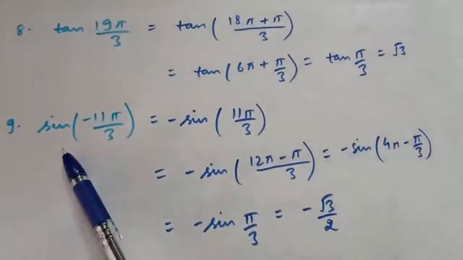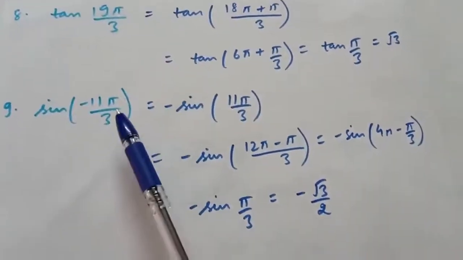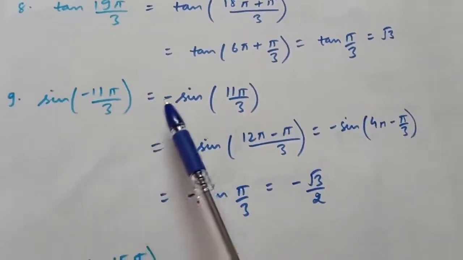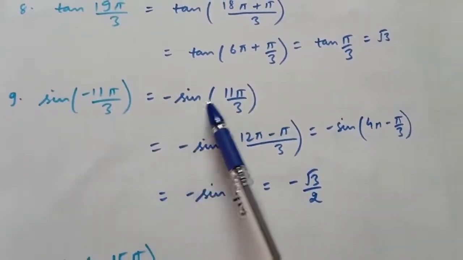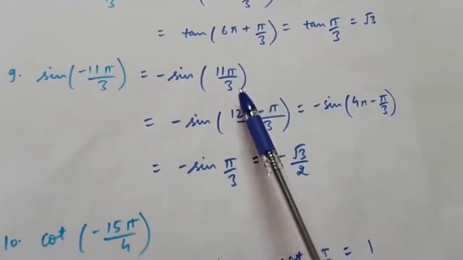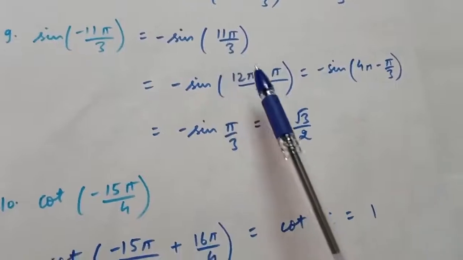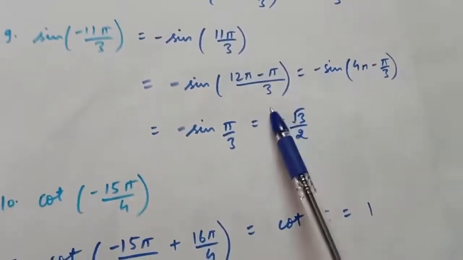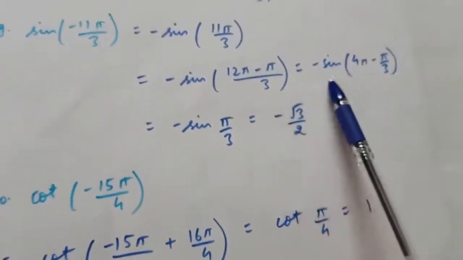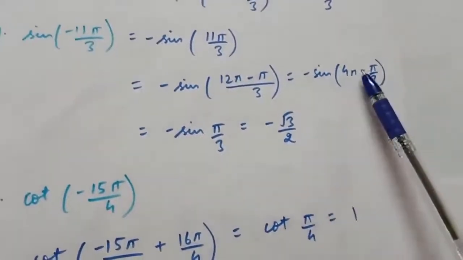Now ninth question is sin of minus 11 pi by 3. Sin of minus x is equal to minus of sin x. So minus sin 11 pi by 3, minus sin, we can write it as 12 pi minus pi by 3. So minus sin of 4 pi minus pi by 3.